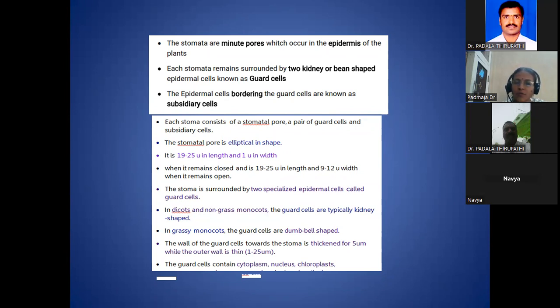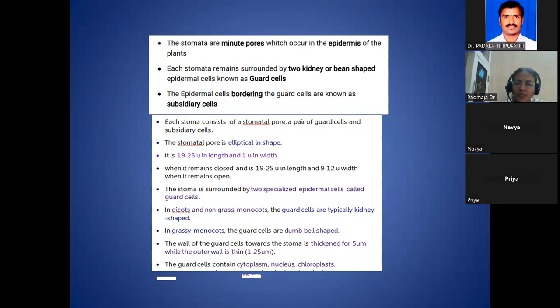Each stoma consists of a stomatal pore, a pair of guard cells, and the subsidiary cells. Each stomatal pore is oval or elliptical in shape. When it remains closed, it is 19 to 25 microns in length, and 9 to 12 microns in width when it remains open. The stoma is surrounded by two specialized epidermal cells called the guard cells, and the guard cells are again surrounded by the subsidiary cells. In dicots, the guard cells are typically kidney shaped, and in monocots, the guard cells are dumbbell shaped. That means in monocots like the Gramineae, we see the dumbbell shape of guard cells in the stomata.